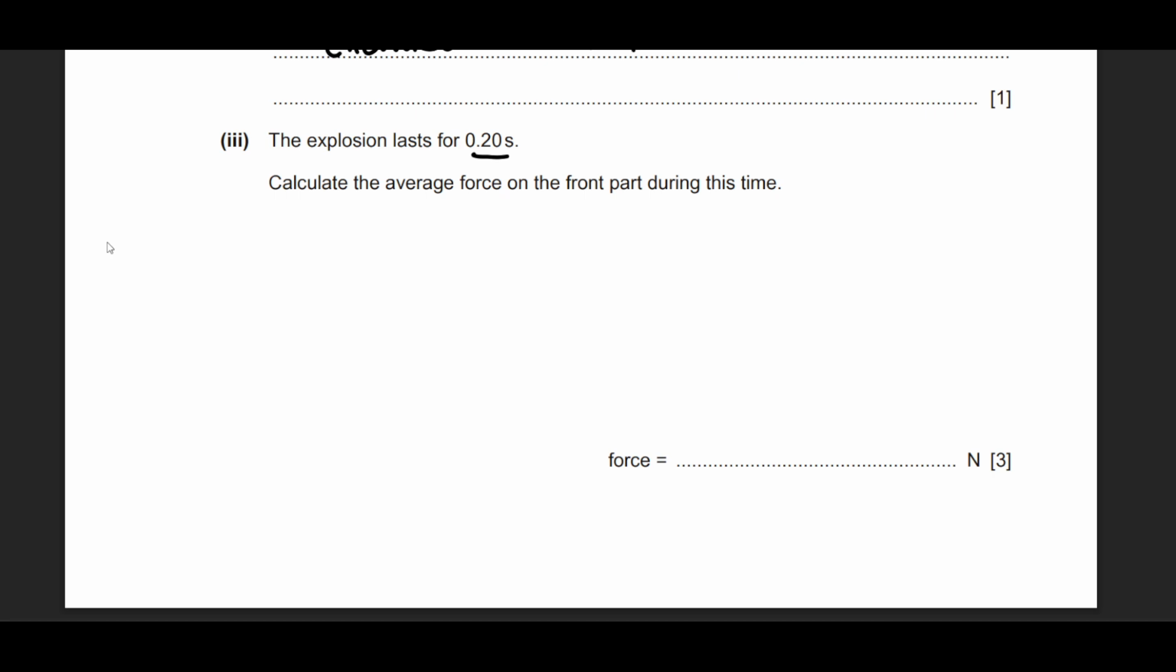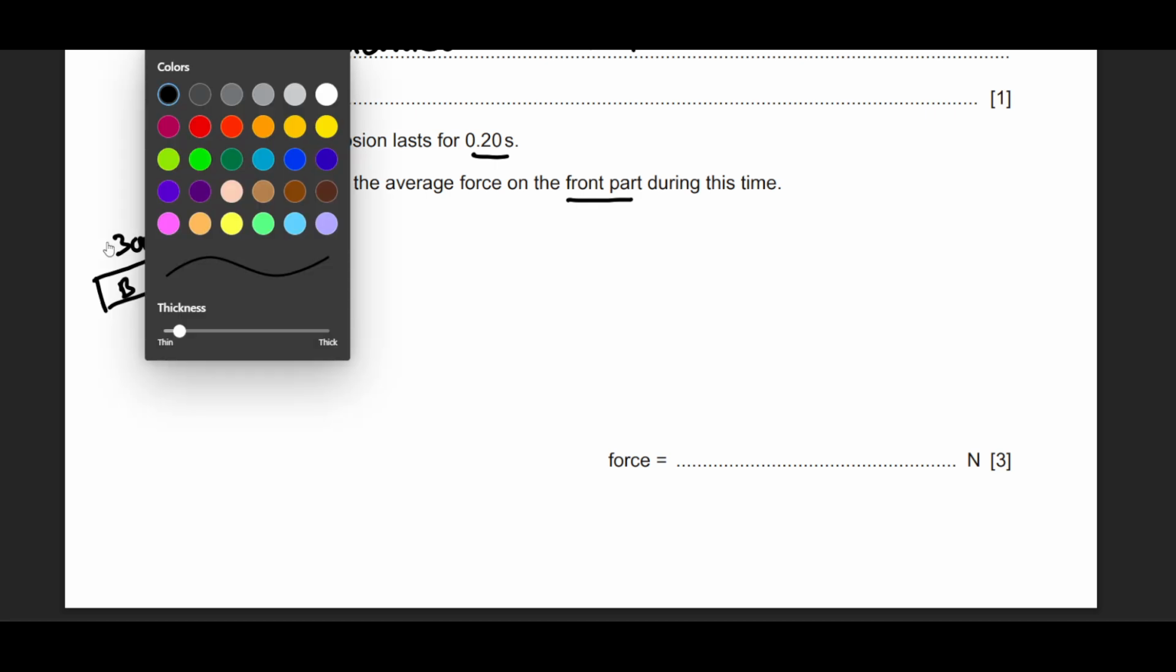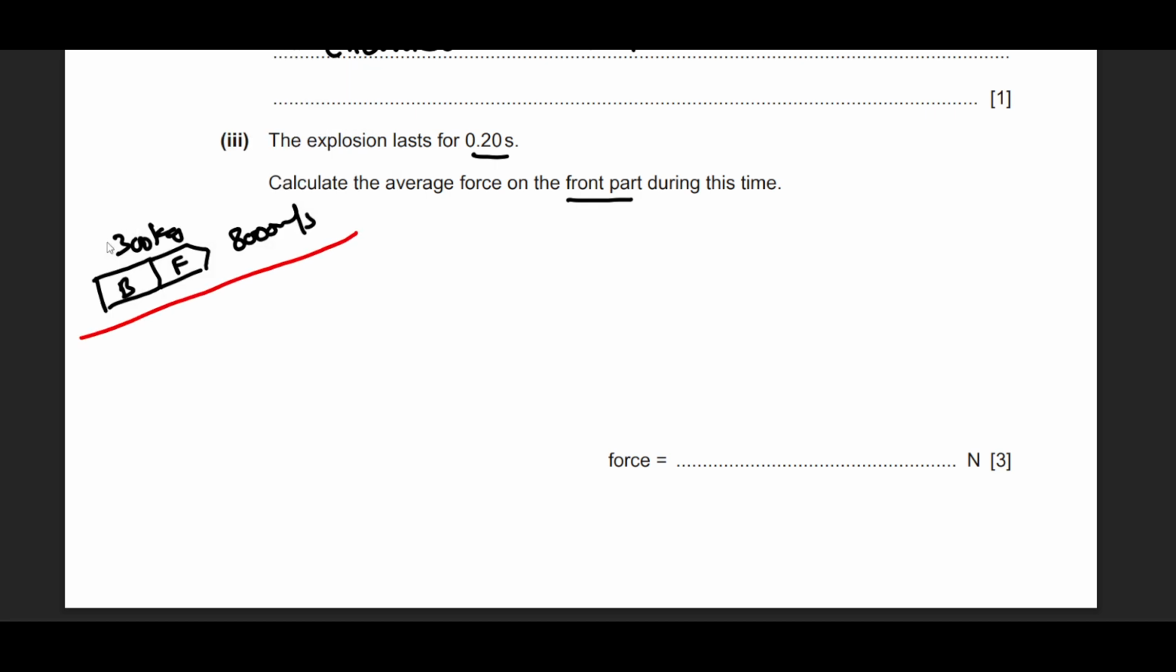He says the average force on the front part. So we are only going to focus on the front part of the system. What has changed for the front part of the system? Let me draw this situation again. This was the back part. This was the front part. They collectively have a mass of 300 kilograms and are moving at a speed of 8,000 meters per second. This was the initial situation. The current situation is that the front part is now, because of the explosion, moving at 9,000 meters per second and has a mass of 150 kilograms, right?